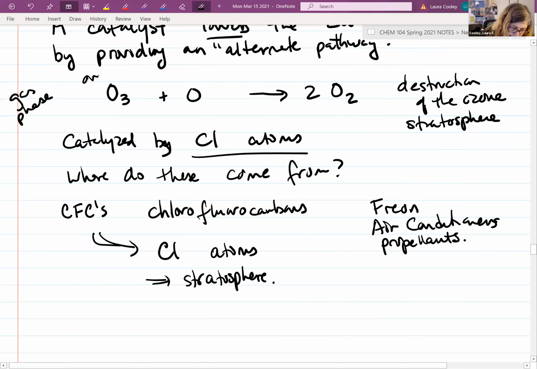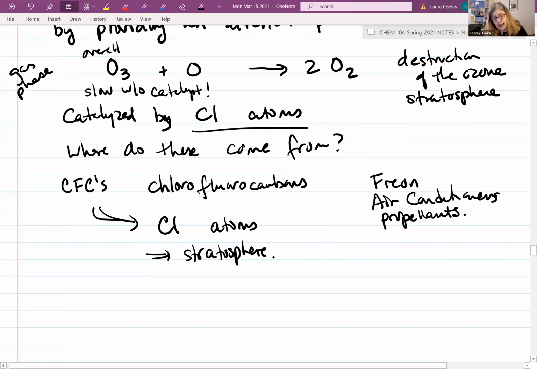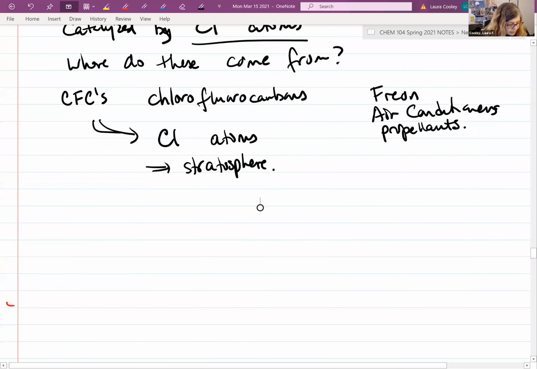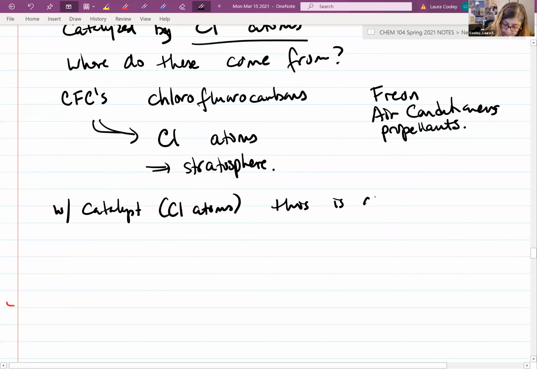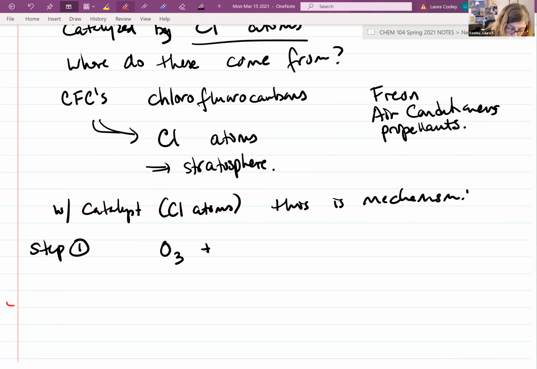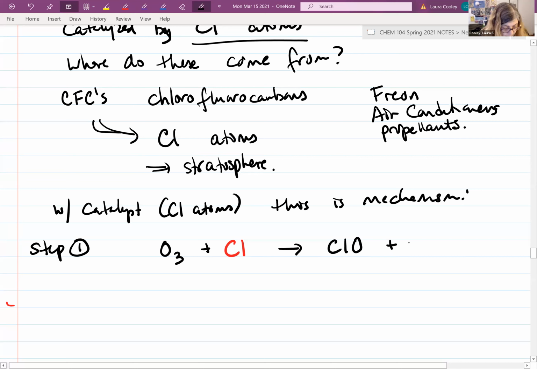So here's the overall reaction, and it's pretty slow if it doesn't have a catalyst. So I'm just gonna write that down. It's slow without a catalyst. Although we still don't know how it happens, because this is just an overall reaction. But with the catalyst, which are the Cl atoms, this is the mechanism. Okay, so in the first step, the ozone reacts with the catalyst, Cl, to produce ClO plus O2. This is the slow step of the reaction.